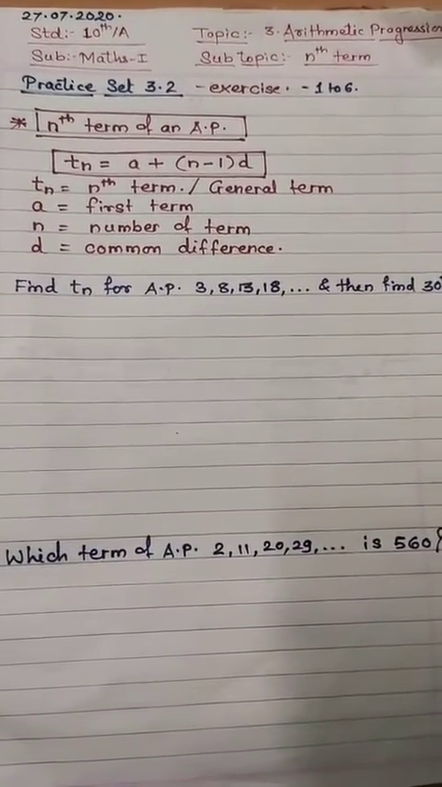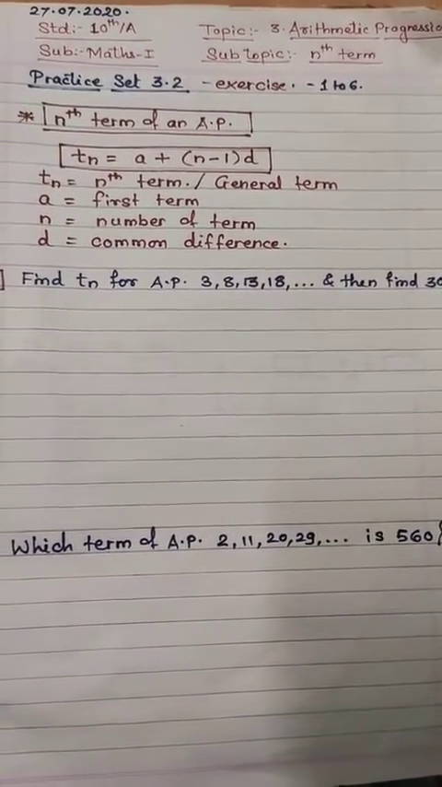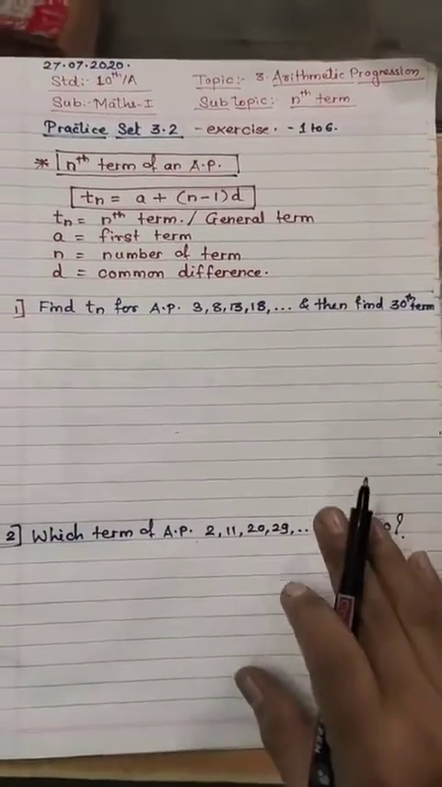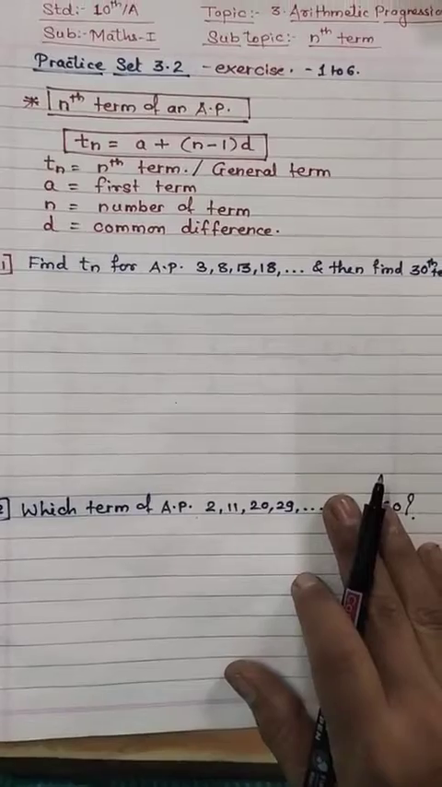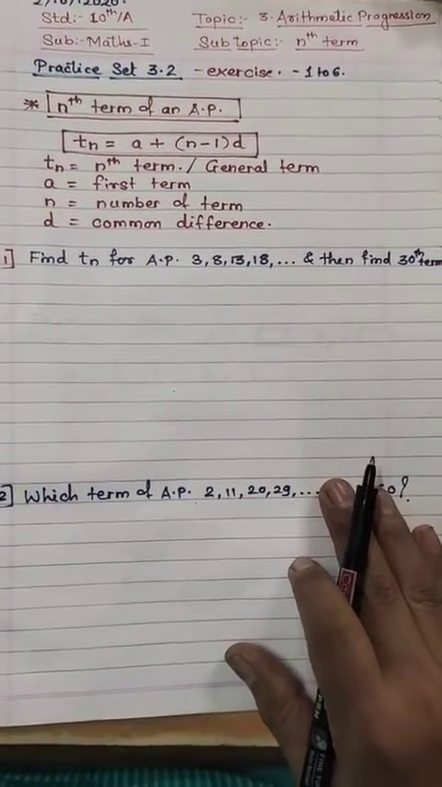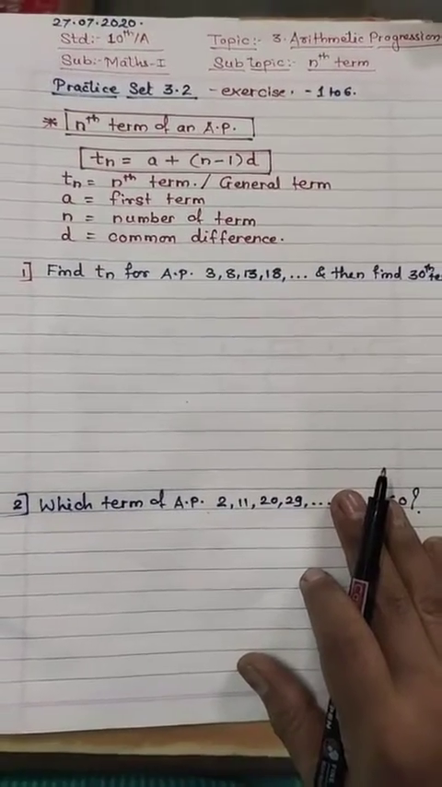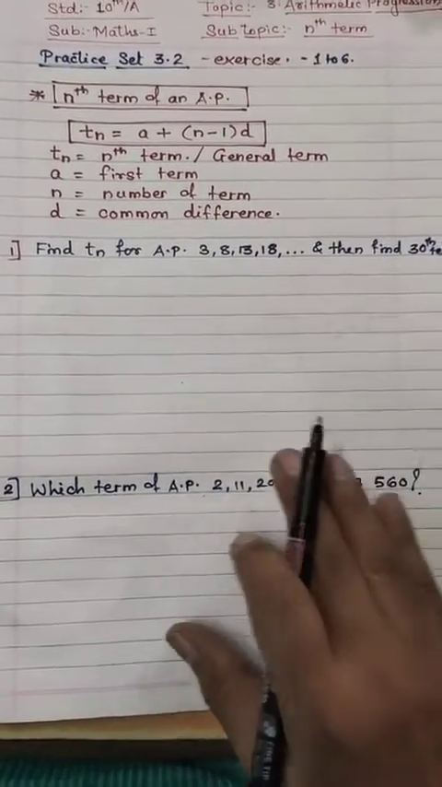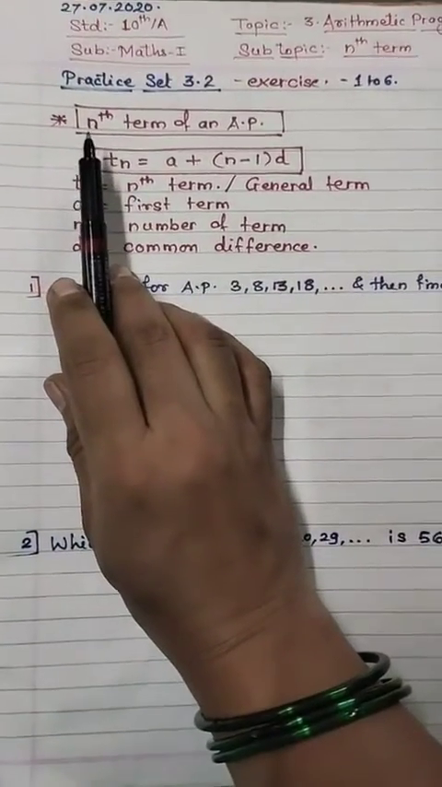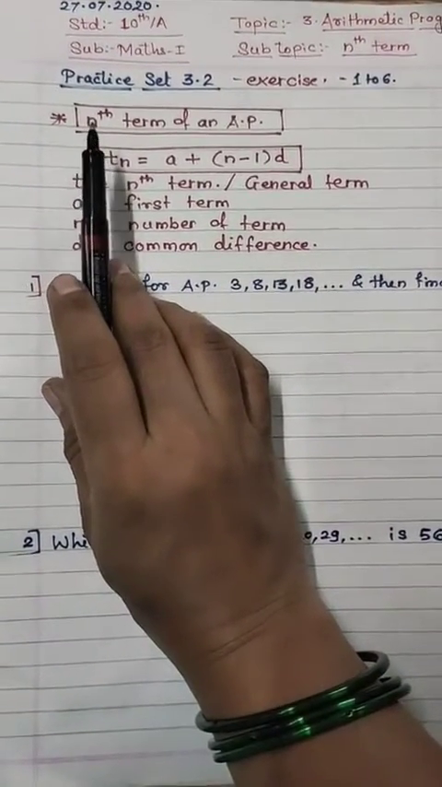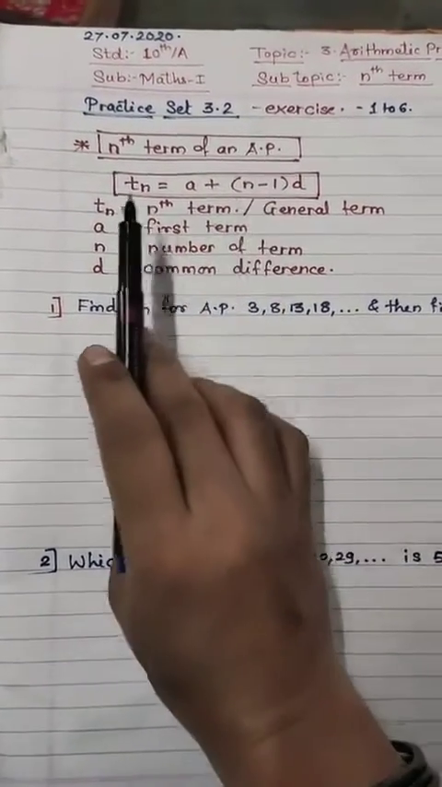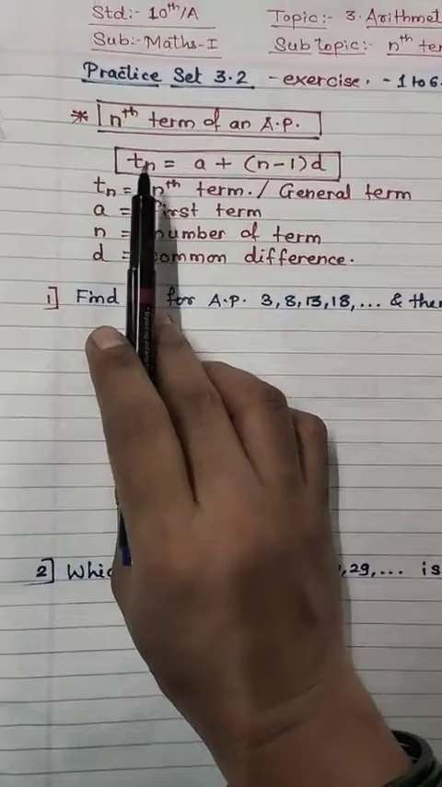In this lecture, we are going to study about nth term of arithmetic progression. In the previous lecture, we have studied what the terminologies related to arithmetic progression are. Now in this lecture, to find the nth term of an AP, that is the last term of an AP, first we will learn the formula for Tn.